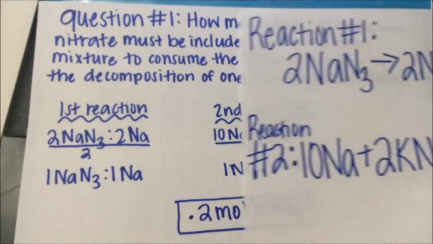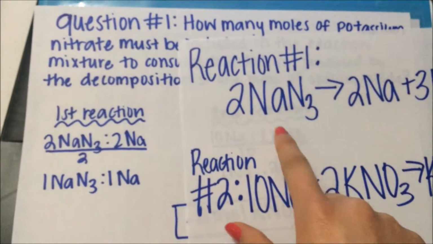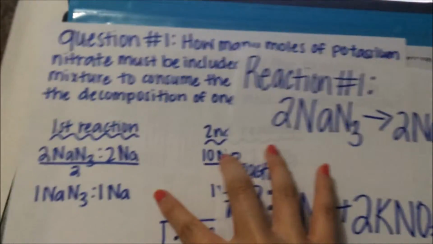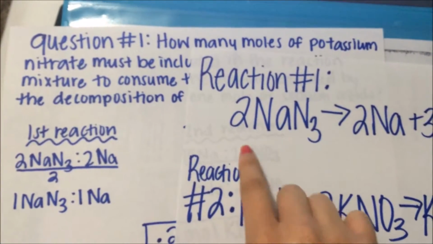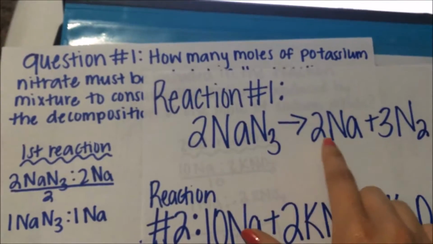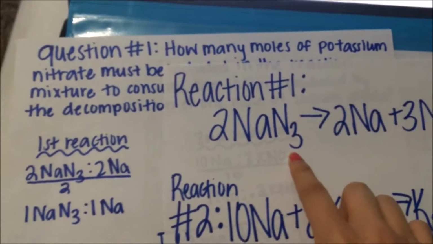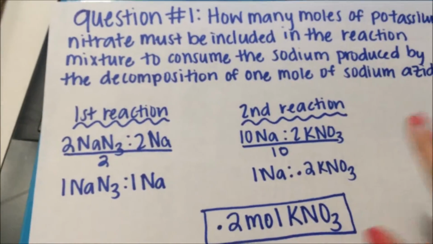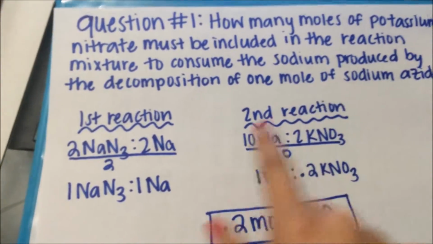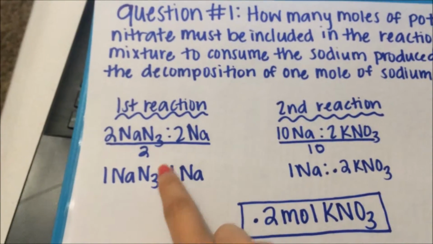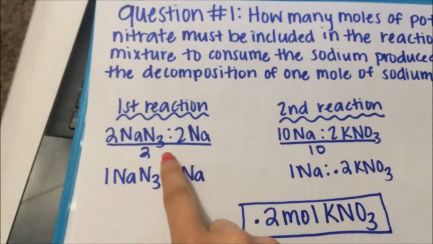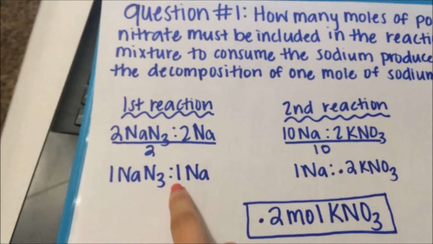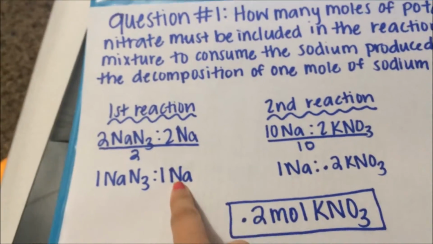Well, the first reaction has 2 moles of sodium azide and 2 moles of sodium. But we need 1 mole of sodium azide. To do that, we divide everything by 2, and so we get 1 mole of sodium azide to 1 mole of sodium.